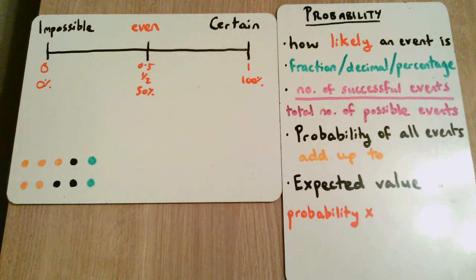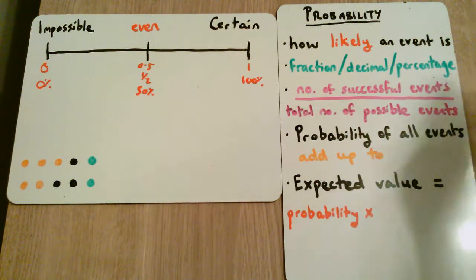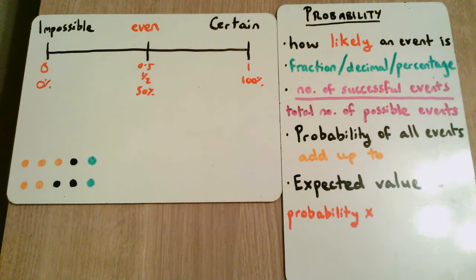Now, the reason I've written it like this comes to our second point over here, which is that probability can be written as a fraction, decimal, or percentage. That is the correct way of expressing probability. If you hear the phrase 50-50 or a 20-80 chance, that's not a probability, that is a ratio instead. So when you are dealing with probability, you have to give your answer either as a fraction, decimal, or percentage.